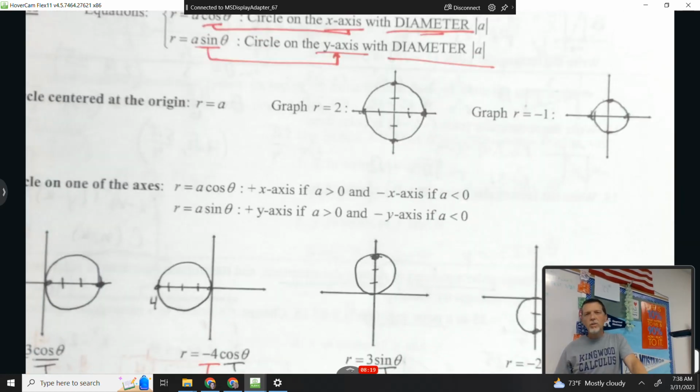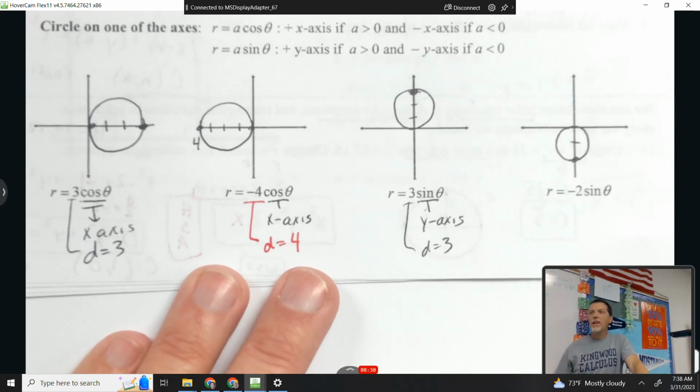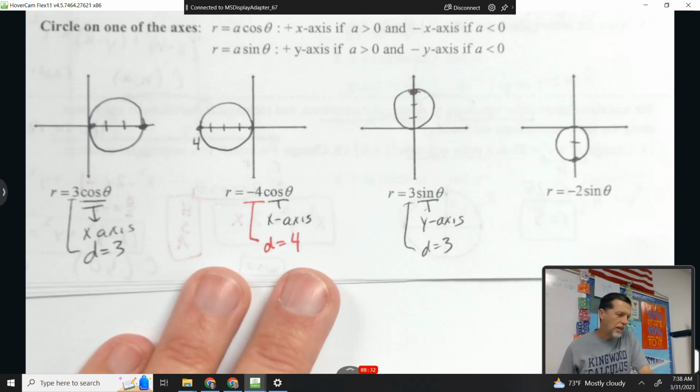R equals is the easiest one. And then sine and cosine, just be careful that the number out front is the diameter. After that, it all kind of makes sense. Cosine is x, sine is y. Has been all year, continues to be that way today.